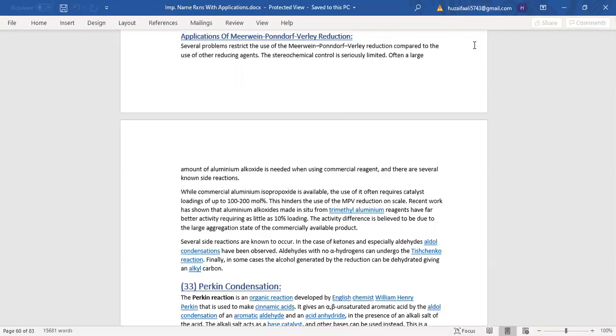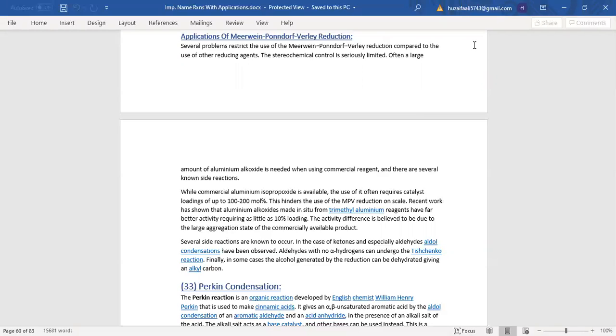Recent work has shown that aluminum alkoxides made in situ from trimethylaluminum reagents have far better activity, requiring as little as 10% loading. The activity difference is believed to be due to the large aggregation state of the commercially available product.